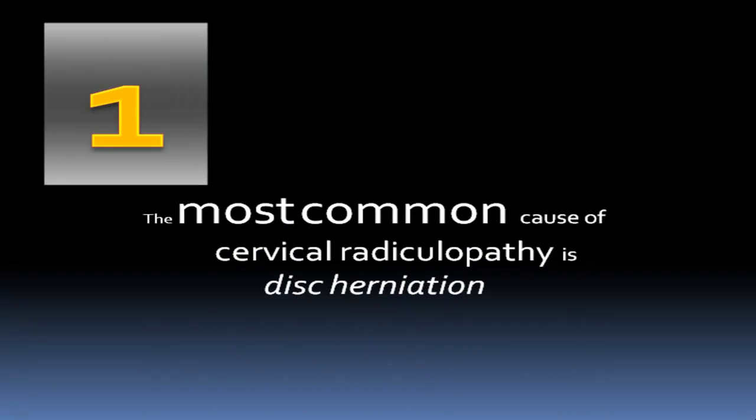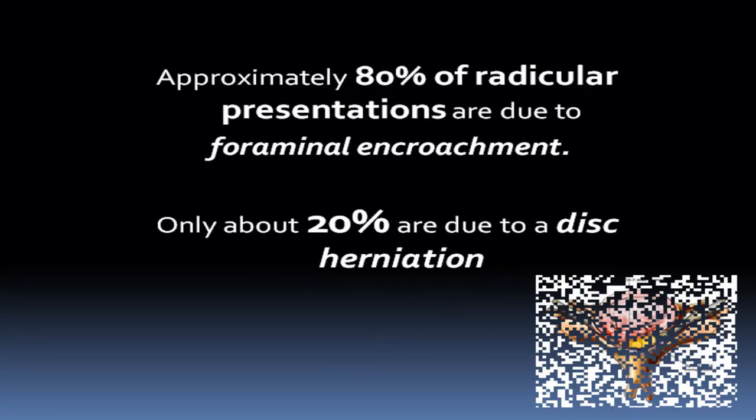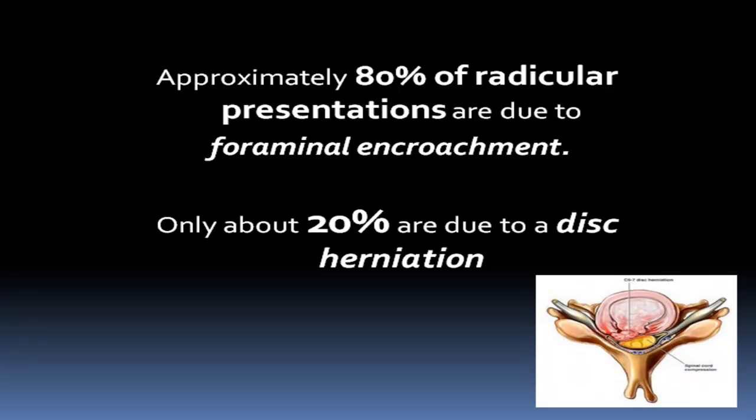The most common cause of cervical radiculopathy is disc herniation. Actually, 80 to 85% of cervical radiculopathy is due to foraminal encroachment. Only about 20% is due to disc herniation. Let's examine why.